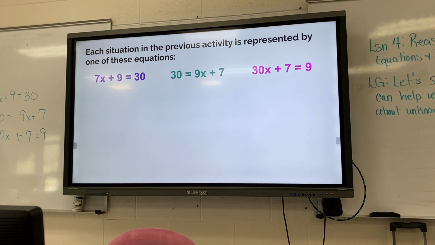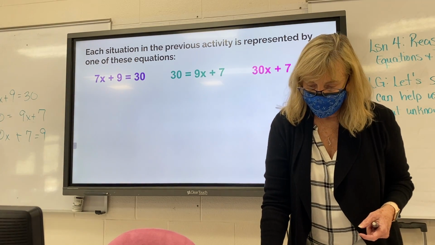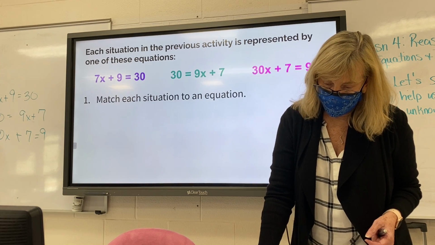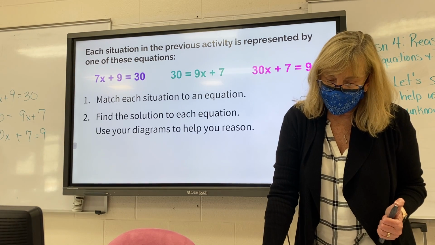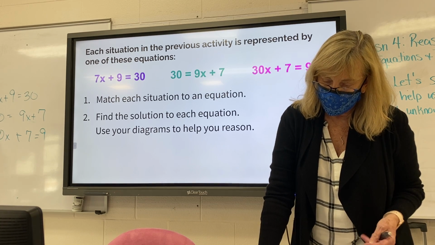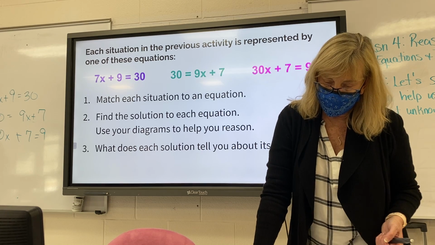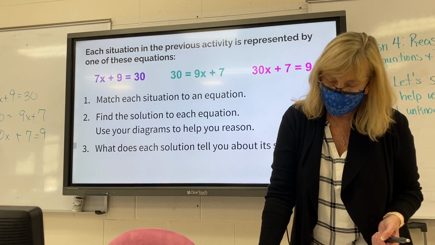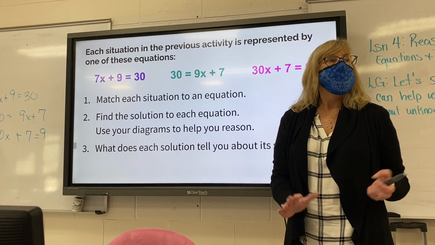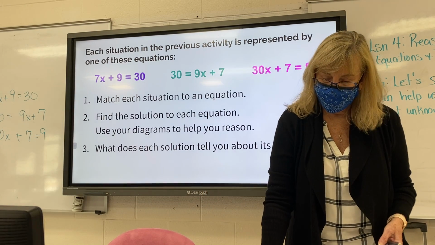Got them written down? Because they're going to go away, and I want you to be able to know what they are. All right. We are going to match the situation to an equation. We're going to find the solution to each equation by using the tape diagram to reason our way out of it. And you're going to tell me, what does the solution tell you about the situation? What is a solution? The answer that makes the equation true. The value that makes the equation true.